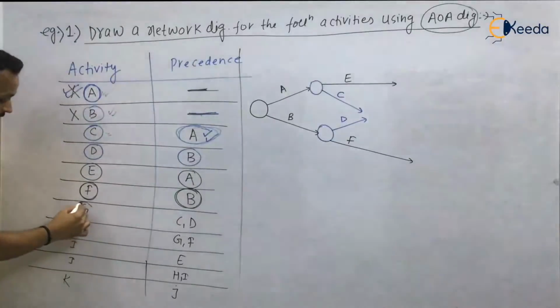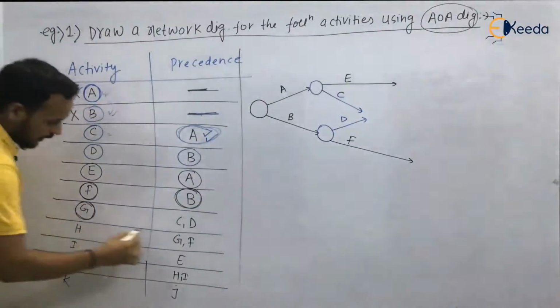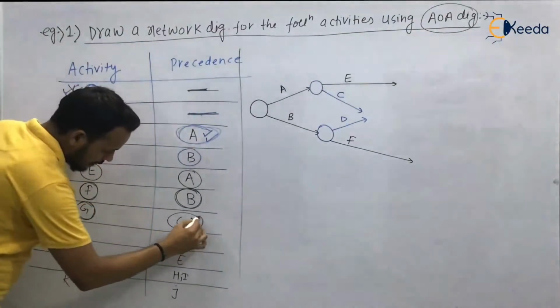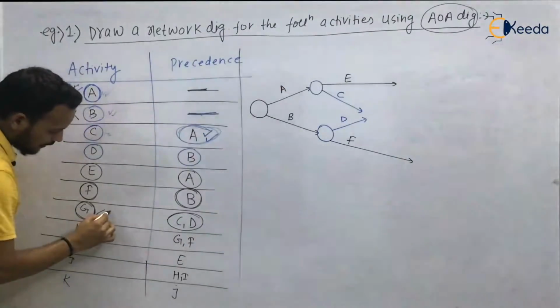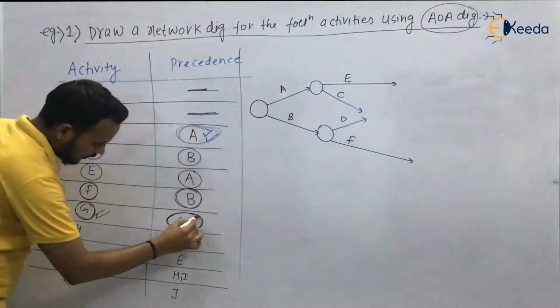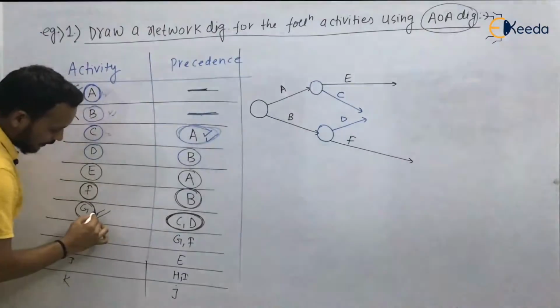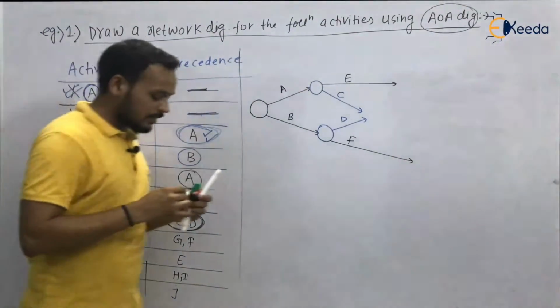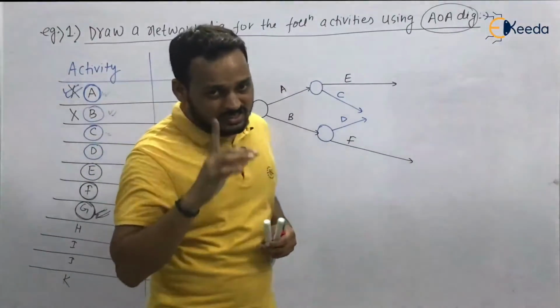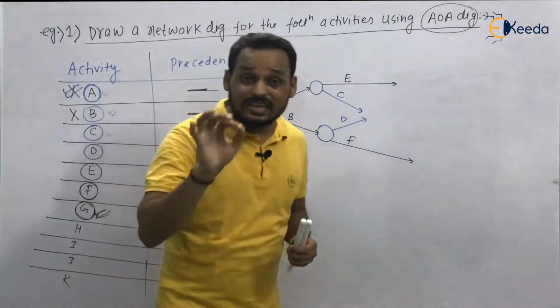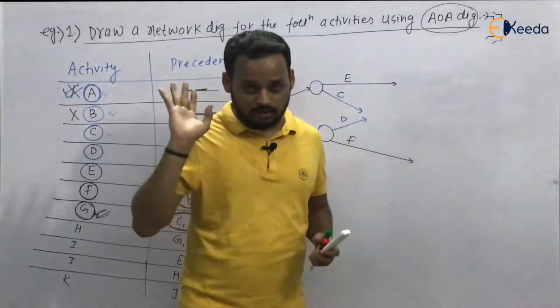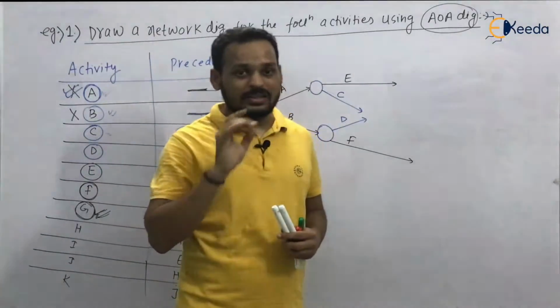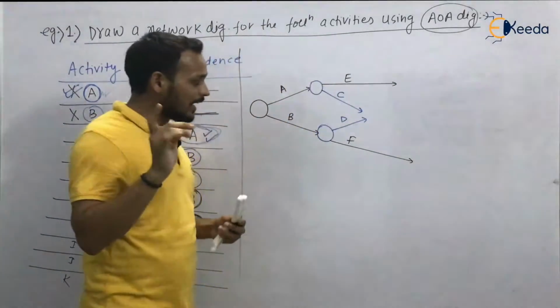Now look for G. Activity G. Look here. There are two precedents for activity G. For activity G, the precedence is both C and D. It means you have to start activity G where both C and D have been terminated.